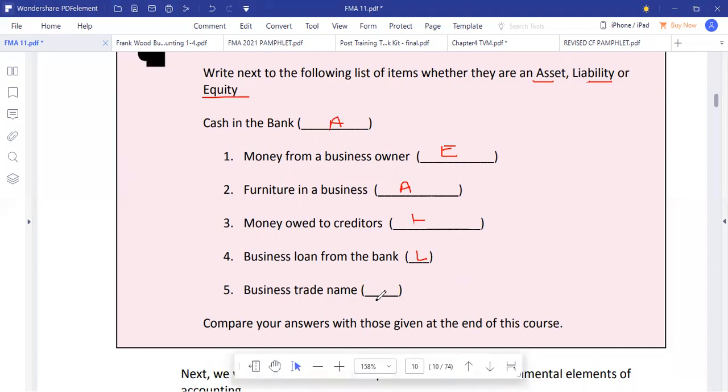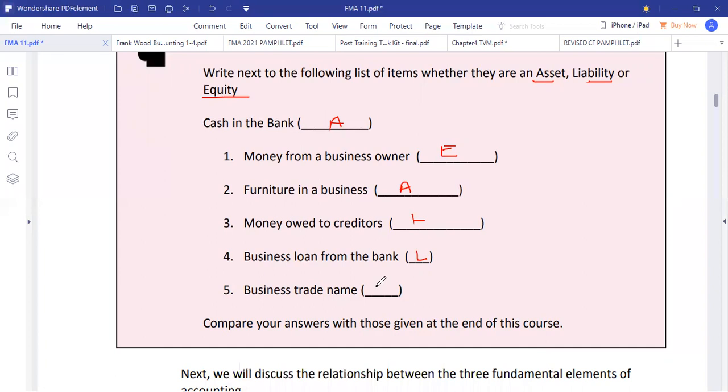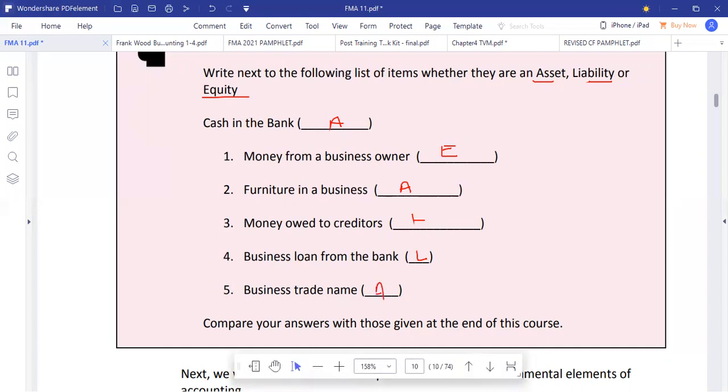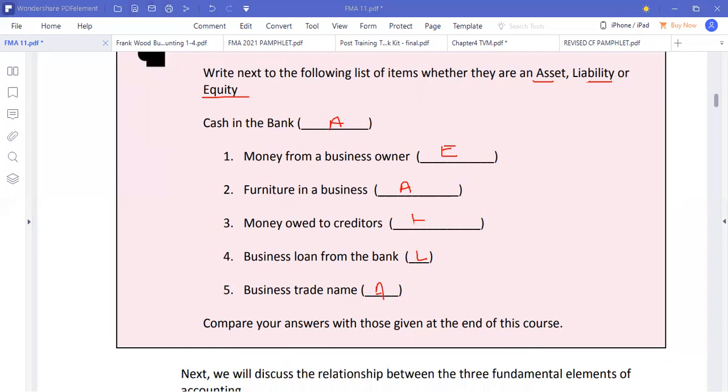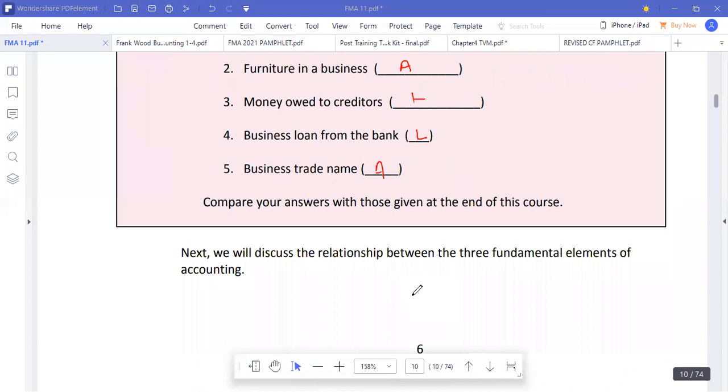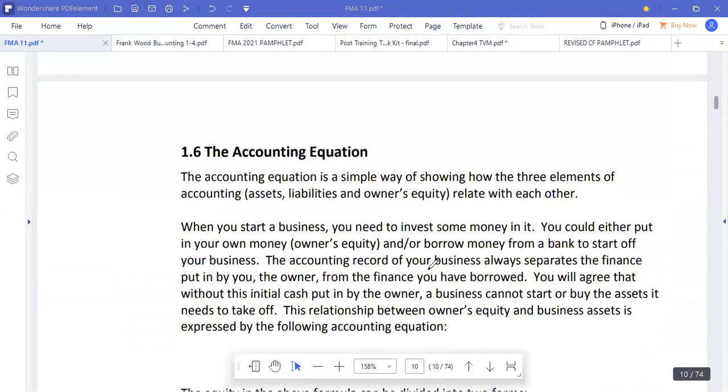That's equity. It's an intangible asset. It's a goodwill. Oh, all right. Yes. You agree, right? Yes. Okay, now we want to look at the relationship between the fundamental elements.